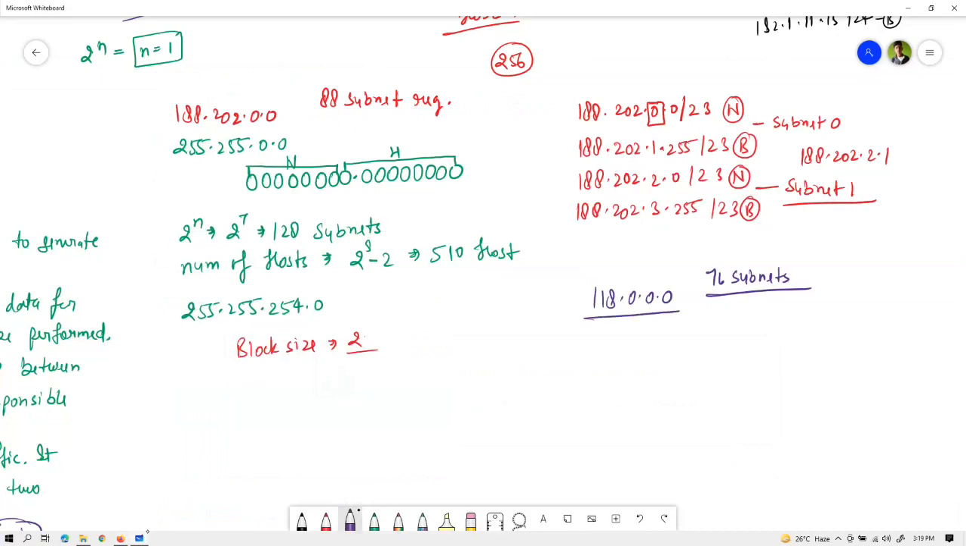Since it is 76, again it will be /23. Which class address is it? It is B. Sorry, A. So it will not be 23, right? It will be /15. Yes, it will be like this. Its default subnet mask is 255.0.0.0, right? Now we need 76 subnets. So how many bits do you have to use? You need to use around 7 bits, right? Yes, 7.